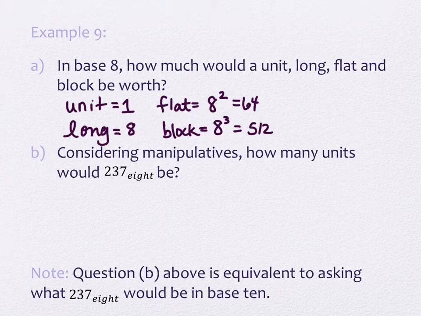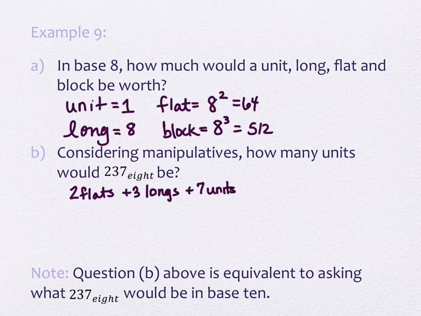So if we looked at this one on part B, it says considering manipulatives, how many units would 237 base 8 be? Well, if you want to think about it in words, you'd have 2 flats, you'd have 3 longs, and you'd have 7 units, right? I mean, that's what you'd really have if you took the manipulatives and put them in piles. That's what they'd look like. But how many units is a flat in base 8? 64. So you'd really have 2 times 64.